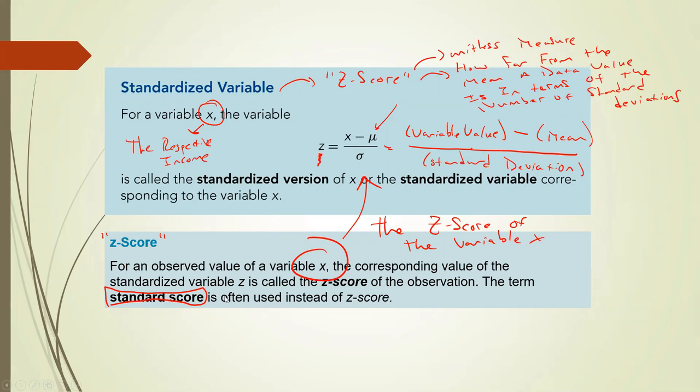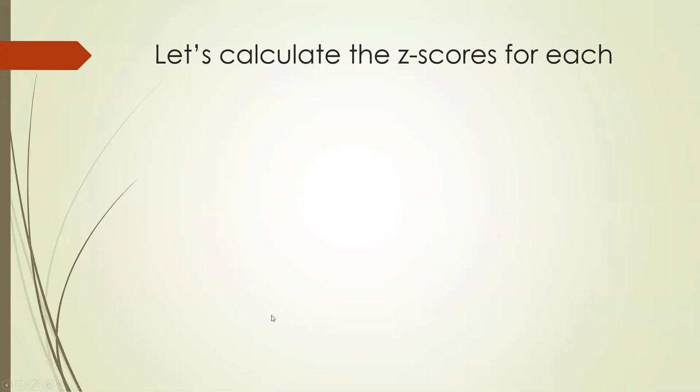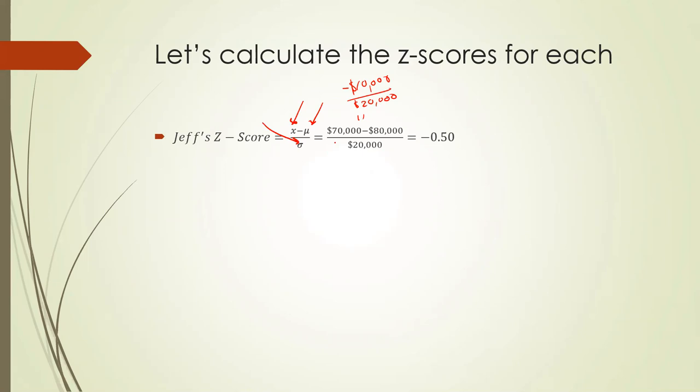So let's work through the example and actually show with this z-score concept that Nicole is better off. Let's calculate the z-scores for each of these people. Here's Jeff's z-score. The formula is always the variable value minus the mean divided by the standard deviation. He was making $70,000 a year, the average teacher salary was 80,000, and the standard deviation was 20,000. So you get minus $10,000 divided by $20,000. This is why these z-scores are unitless: dollars divided by dollars cancel. And this is minus 1/2, so Jeff is half a standard deviation below the mean.